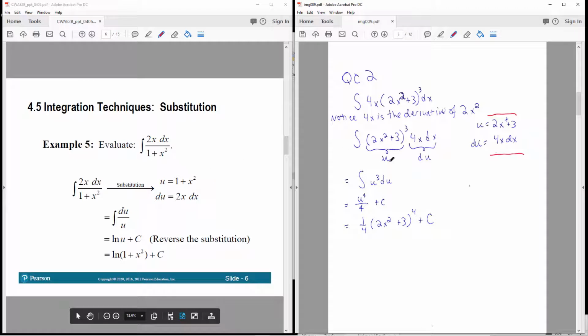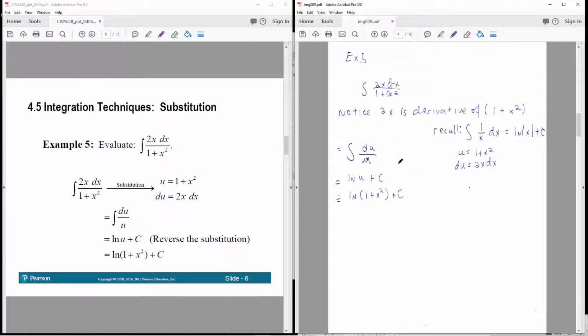Look at another one here. In this case here, notice that 2x is the derivative of 1 plus x squared. So I can see here that my u is going to be 1 plus x squared, and my du is 2x dx, which I have in the integral. So I can rewrite that as 1 over u du. And if you remember from my tables, that goes with the ln function. So when I integrate it, I end up with ln u plus c. And I can replace the u with 1 plus x squared. And that's our final answer there.